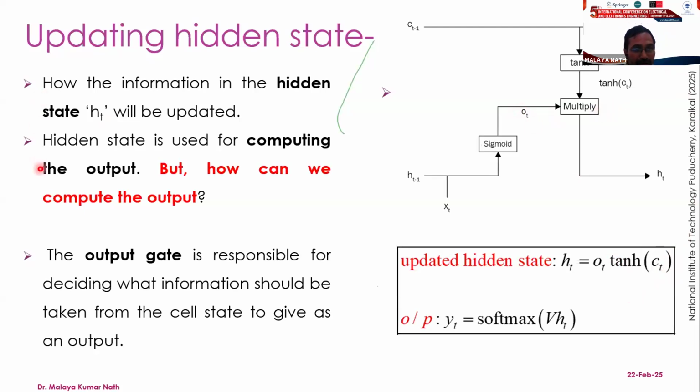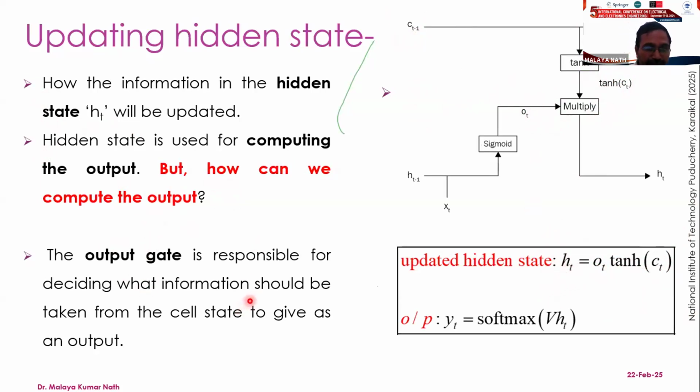So the hidden state is used to compute the output, but how can it be computed? HT is equal to OT into tanh of CT. So this is the CT, and this is the previous c of t minus 1, that is the previous state information. Now this CT is passed into the tanh hyperbolic. This will give rise to tanh CT. Now this tanh CT is multiplied with the OT to give rise to the updated hidden state information.